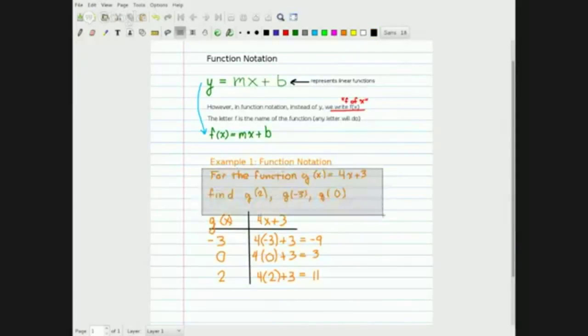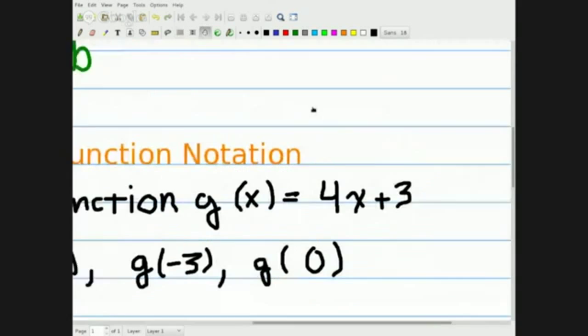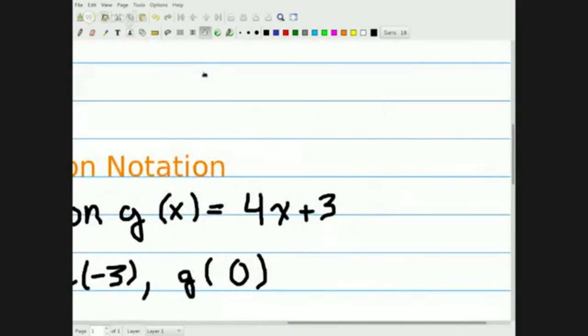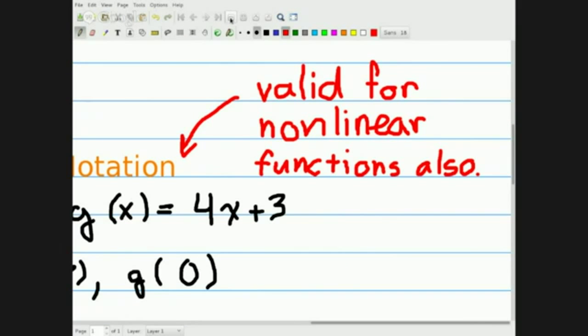And one final annotation. In this example, we used the function notation for linear equations, but we can actually use it for nonlinear equations also.